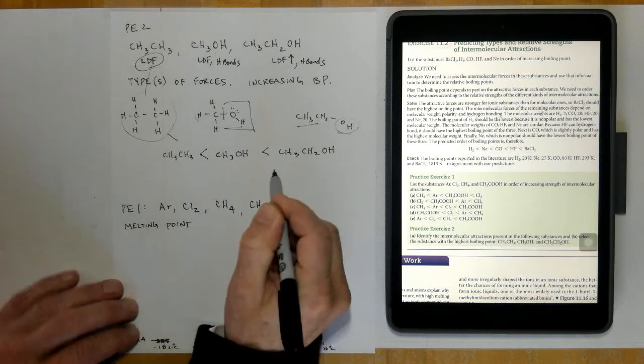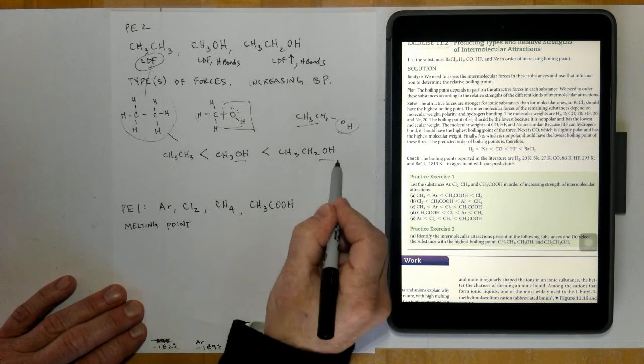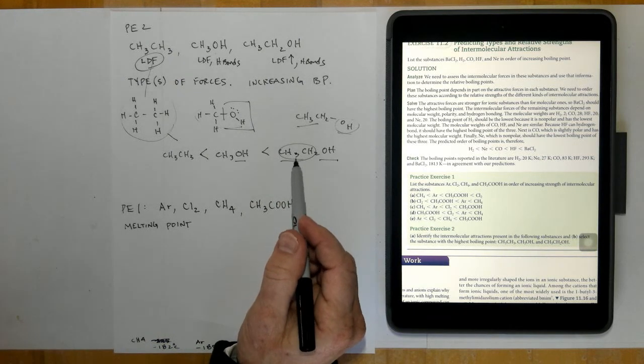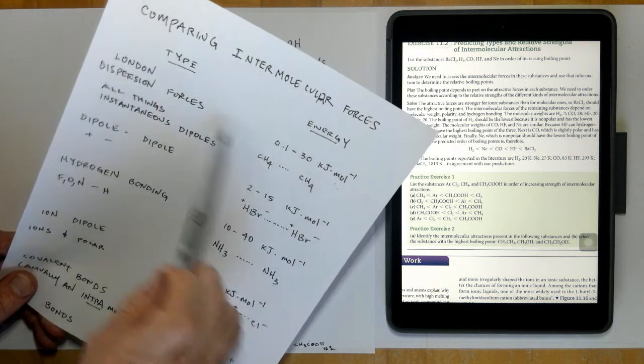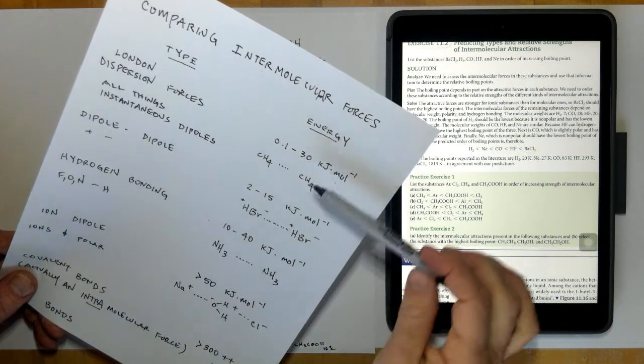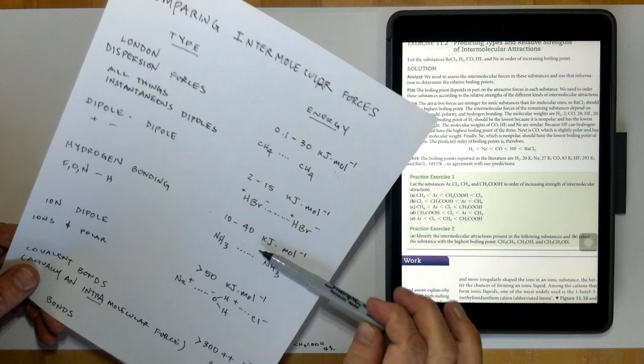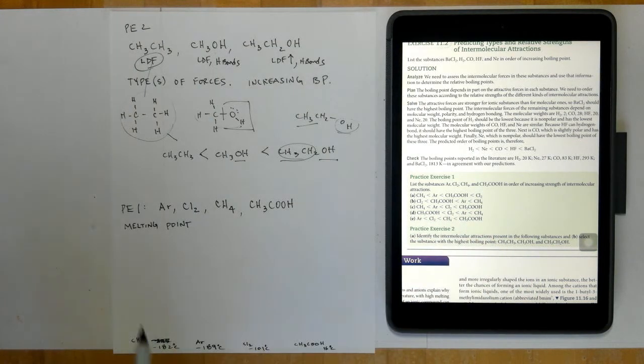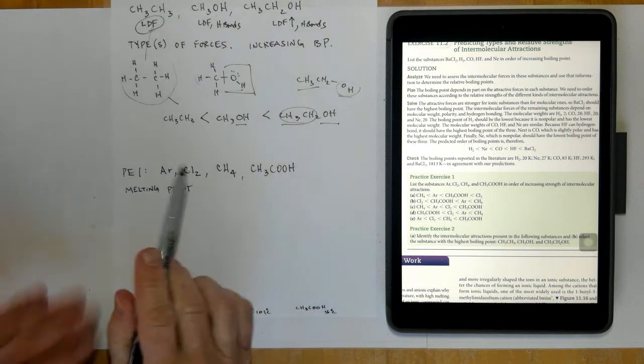CH3CH2OH. The reason being is they both have hydrogen bonding, but this one's got just a few more electrons in it, which would give it a few more dispersion forces. And so although the hydrogen bonding would be equal in each one, we'd have a little more London dispersion forces in this one, giving it a little bit higher boiling point. All right, last one right here.